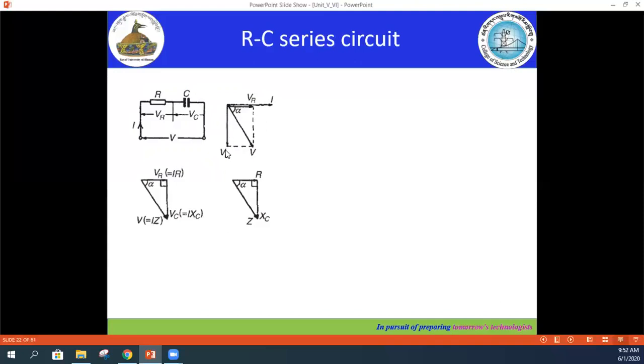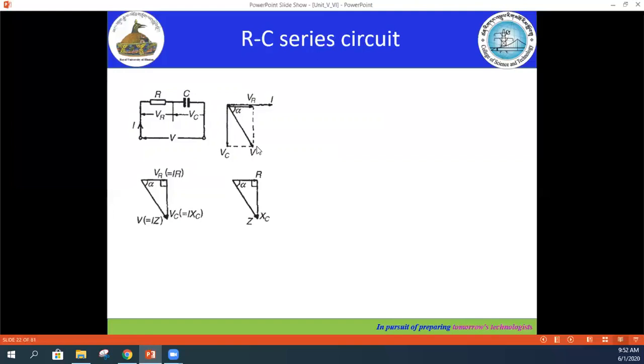Why are we drawing VC in a downward direction, in the negative? It's because of the phasor relationship that we discussed in our previous video. In a purely capacitive load, the current is leading the voltage by 90 degrees. So that's why we are using that concept.